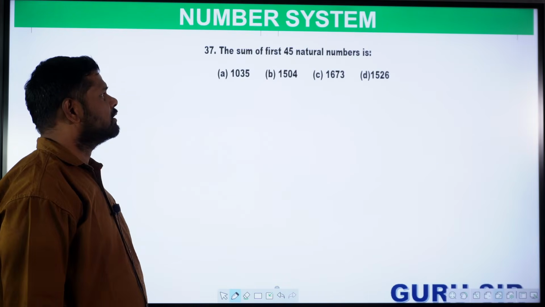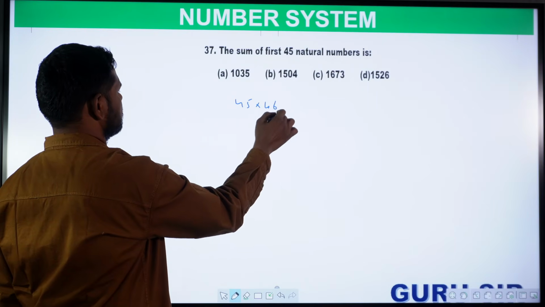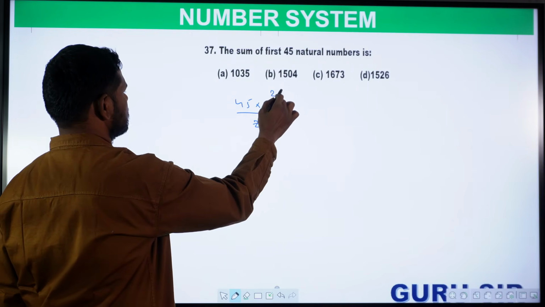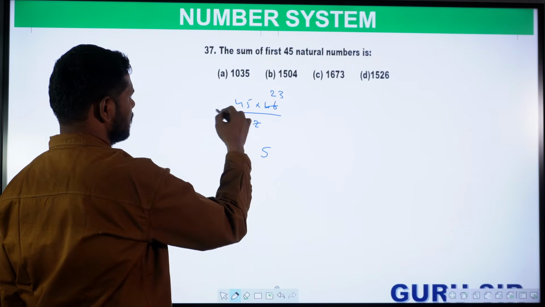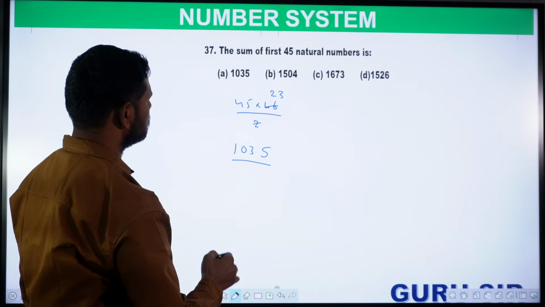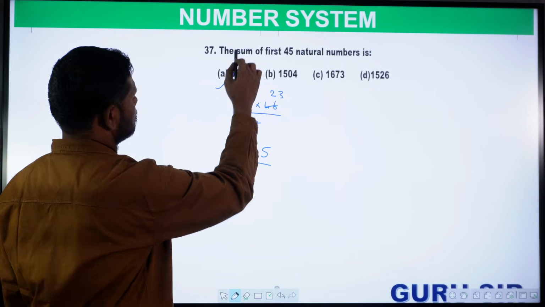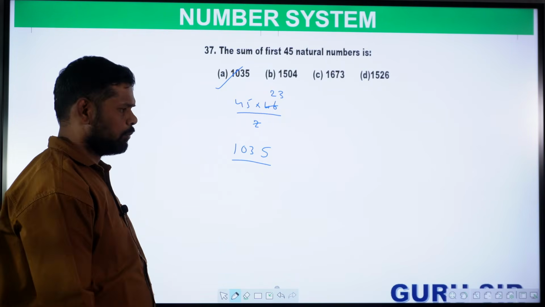Sum of first 45 natural numbers. We know it is 45 into 46 by 2. 2 1s are 2, 2 23s, 23 5s are 115, 23 4s are 92, plus 11, 103. Sum of first 45 natural numbers is 1035. Simple. Next one.